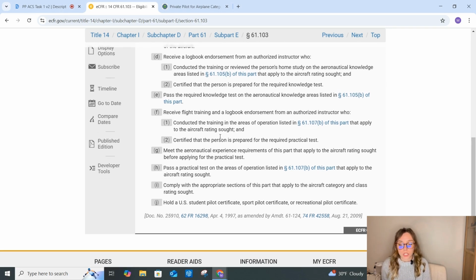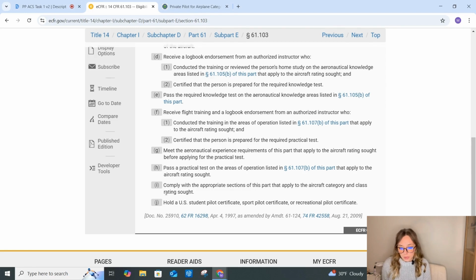Once you pass the knowledge test, then you, let's say, fly. Your instructor endorses you for a bunch of different things like solo and cross country, and then they certify that you're prepared for the required practical test, which is another name for your check ride. Then you have to meet the aeronautical experience requirements, which we will go into next.